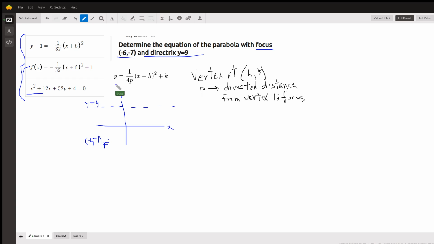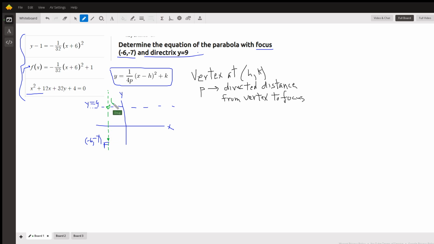One way to get there directly is to understand that (h, k) is the vertex, so this is in vertex form, but the coefficient in front of the (x minus h) quantity squared is 1 over 4p, where p is the directed distance from the vertex to the focus. And the vertex, first of all, the axis of symmetry is always perpendicular to the directrix. And the vertex lies on the axis of symmetry, and it's the midpoint of this segment.